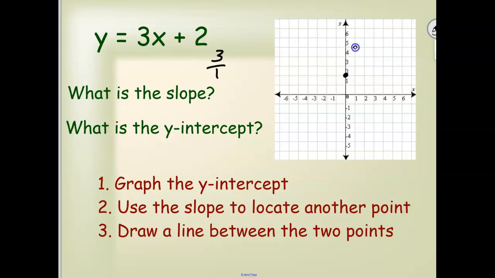It's usually helpful to do more than 1. So I'm going to go up 3 and over 1. You can also throw it in reverse to give you some more points to make it easier on yourself. So I can go down 3 over 1, down 3 over 1. And now I can play connect the dots, see how straight of a line I can get. Oh man, that's really bad. Pretend that was a straight line. Voila!